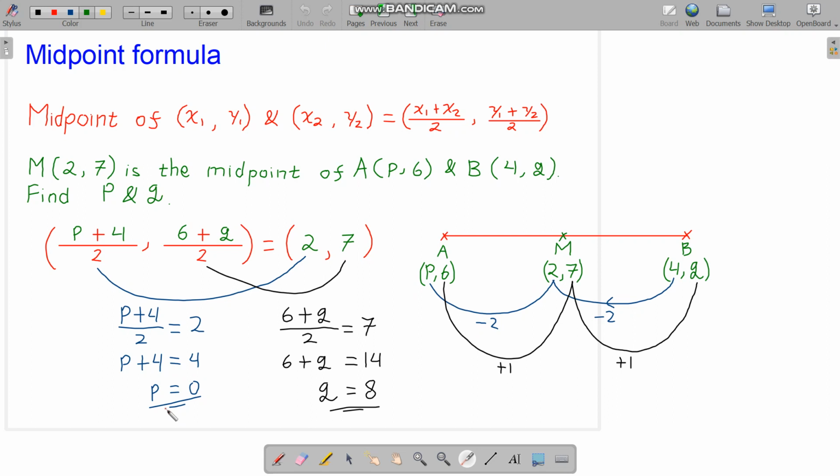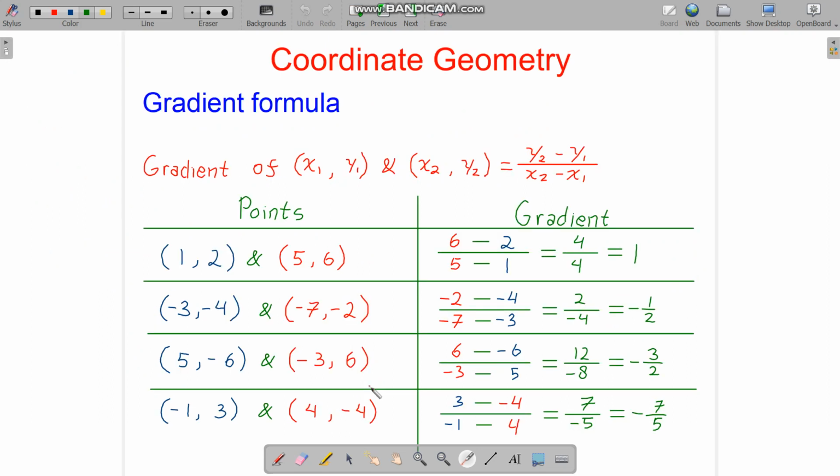And to find Q, let's analyze the y values. From 6 to 7, we add 1. So of course, from 7 to Q, we have to add 1 as well. So Q is therefore 7 plus 1, which is 8. So no formula is needed actually.